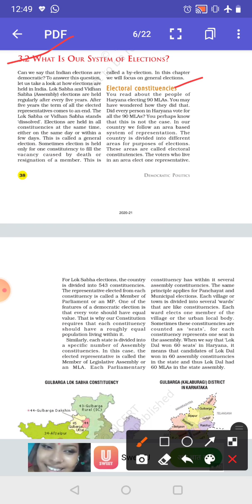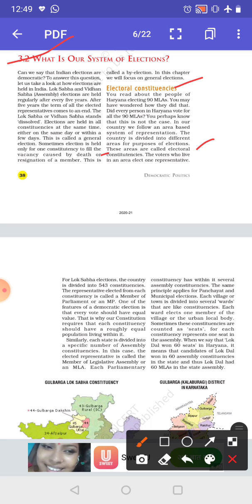What actually happens is, in our country, we follow an area based system of representation. Our country is divided into different areas for the purpose of elections, and these areas are known as electoral constituencies. The voters who live in a particular area elect only one representative of that area.